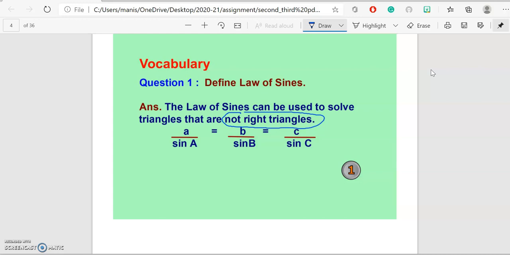The law of sines formula is lowercase a over sine of A is equal to lowercase b over sine of B is equal to lowercase c over sine of C, where lowercase a, b and c represent sides and uppercase A, uppercase B and uppercase C represent angles of a triangle.